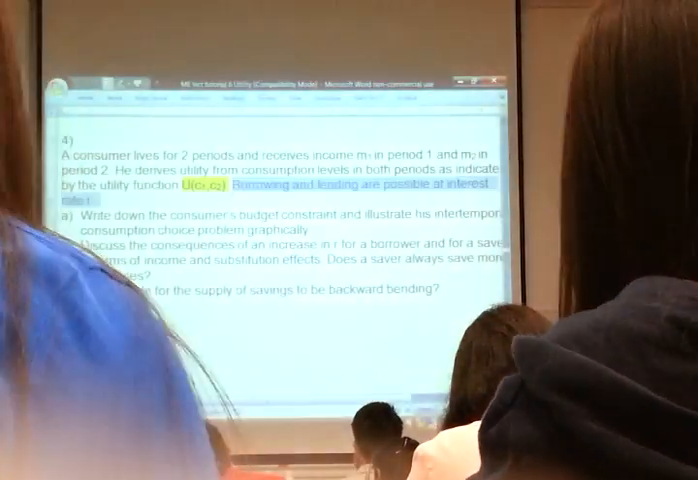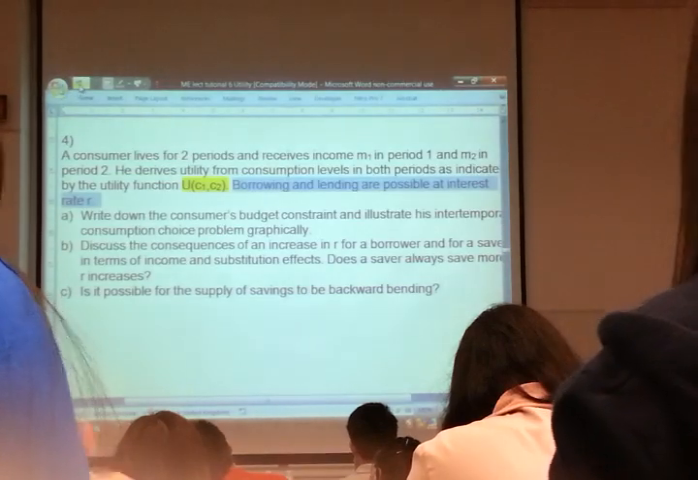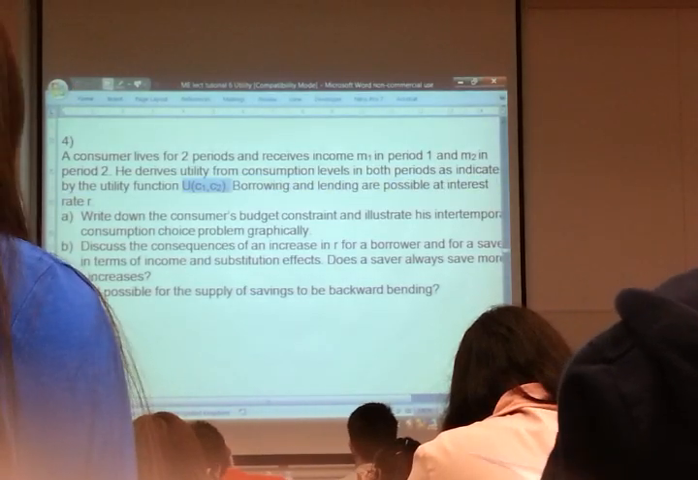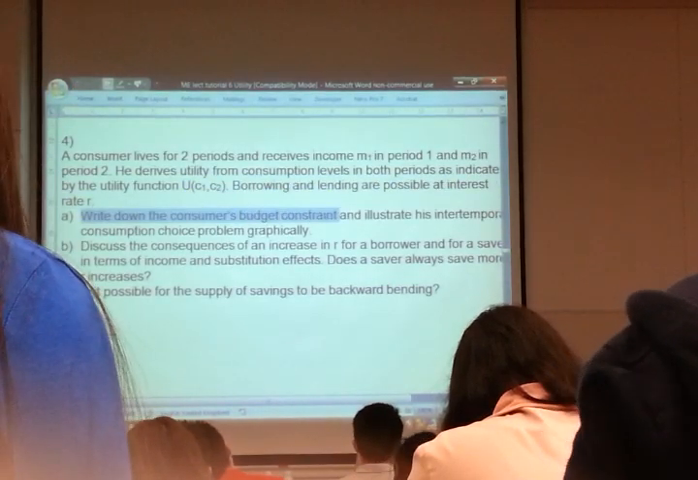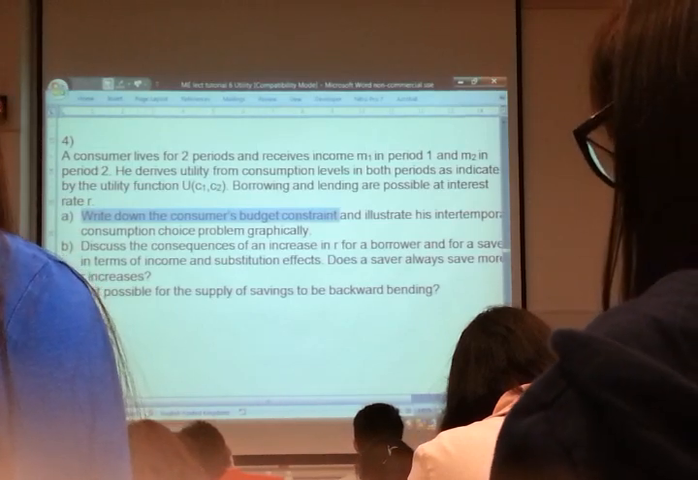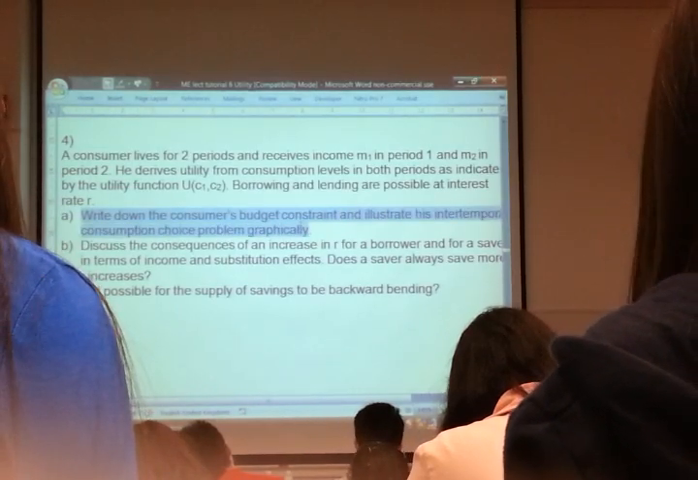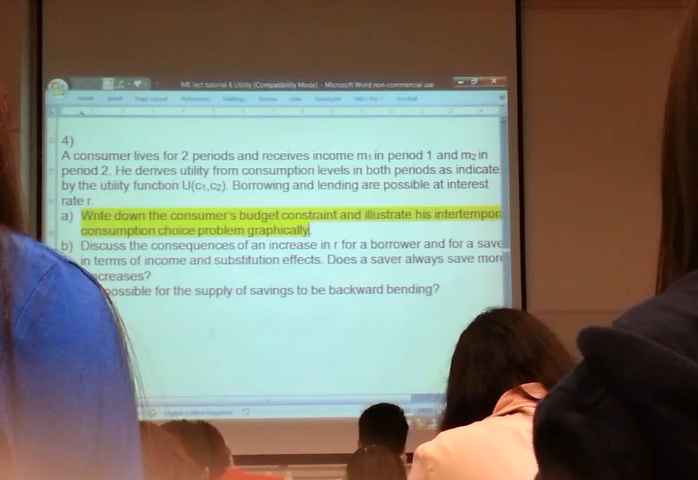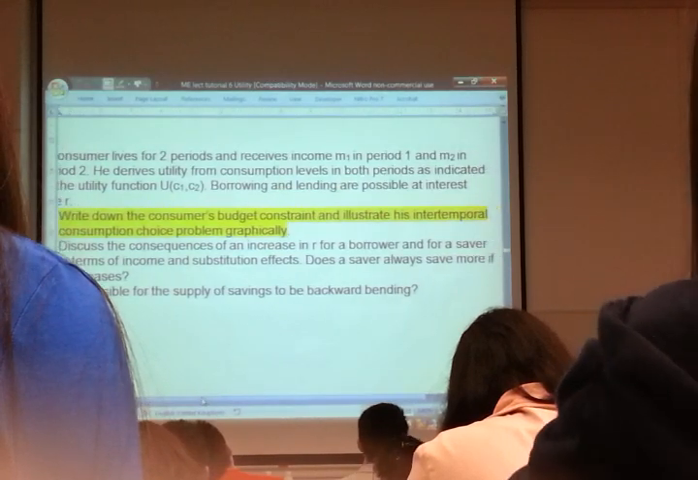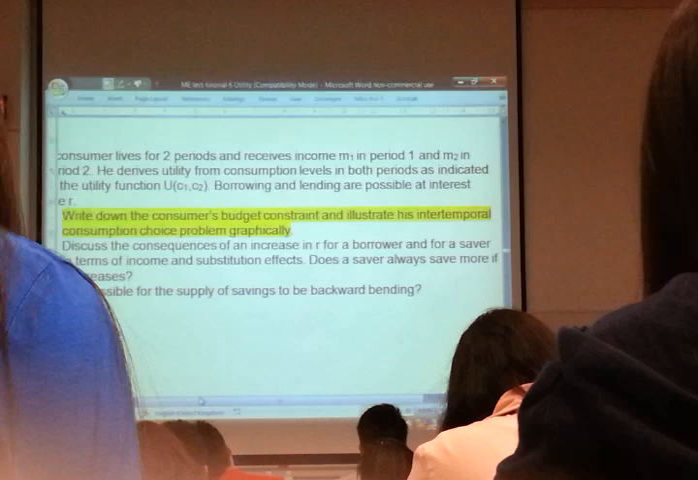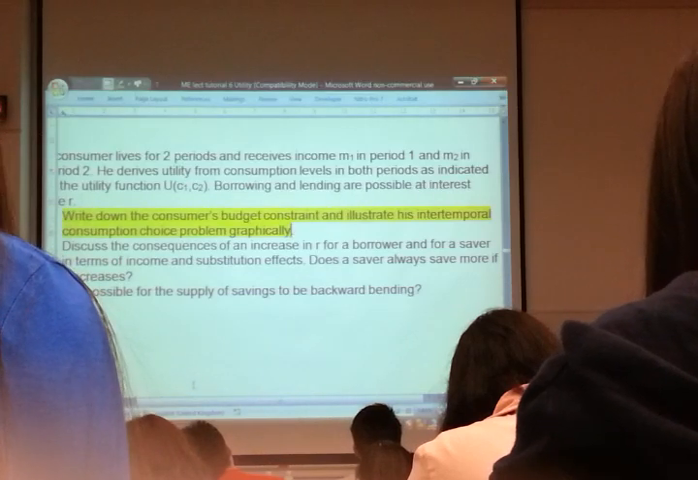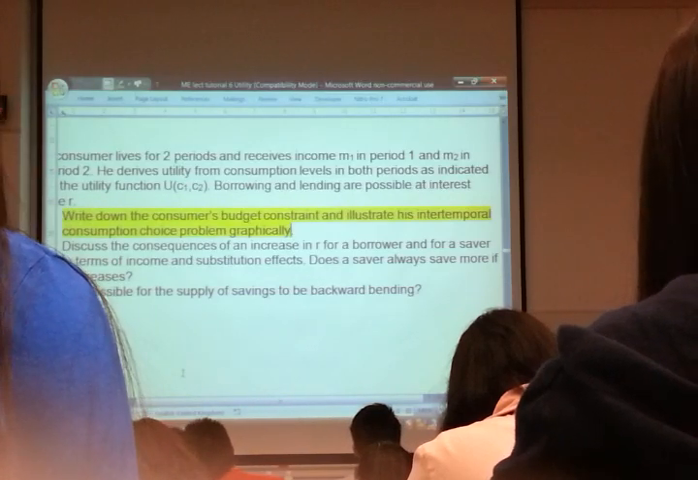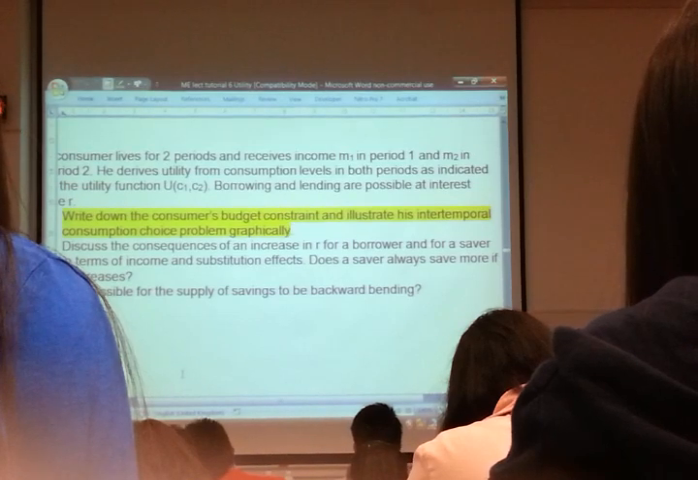Borrowing and lending are possible at interest rate R. Write down the consumer's budget constraint and illustrate his inter-temporal consumption choice graphically. Okay, the budget constraint is not right for you. Okay, that's the right one for you.